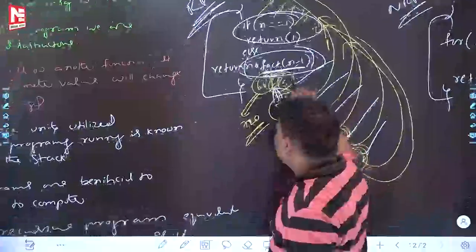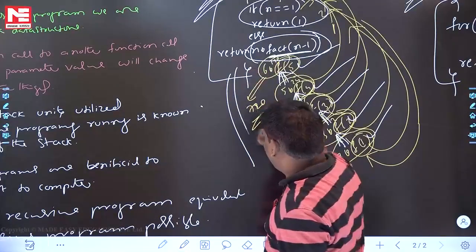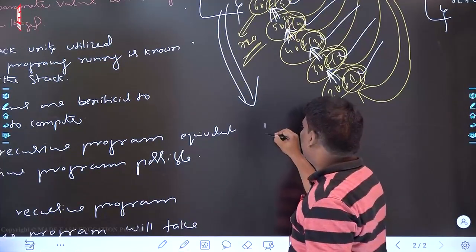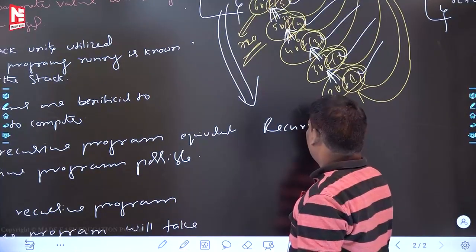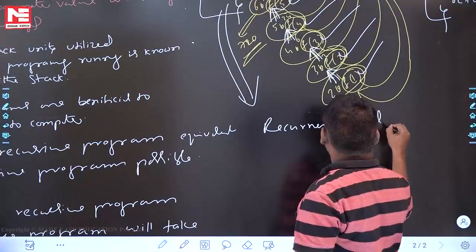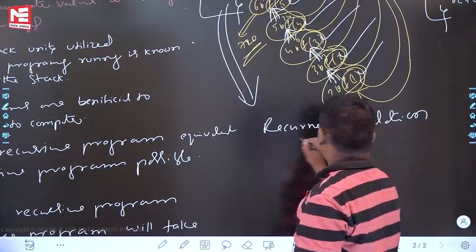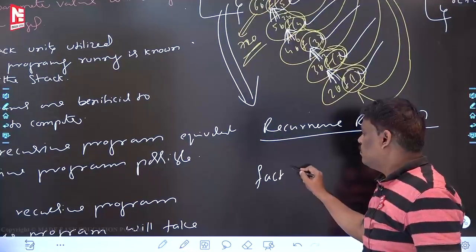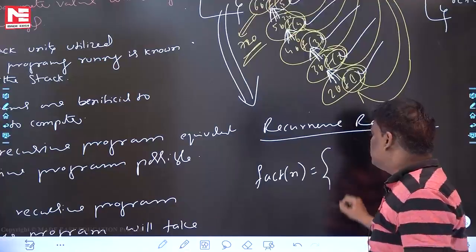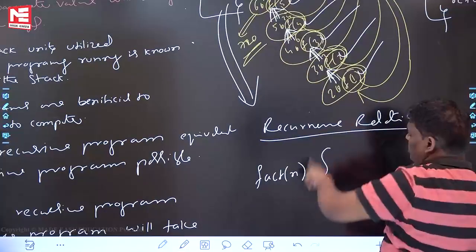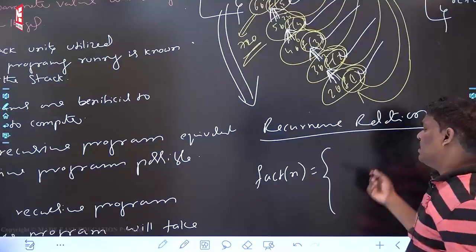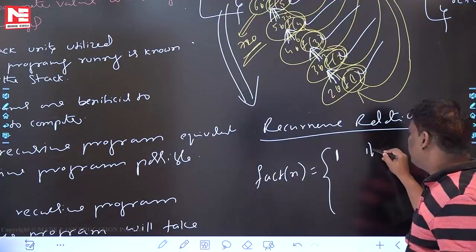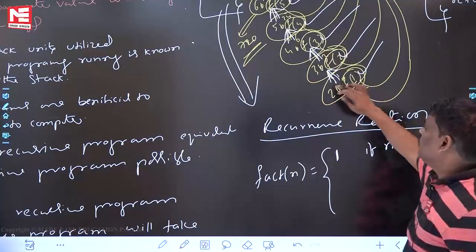Yes. Now see, if it is a recursive program, the same thing you write in the form of a mathematical relation is called a recurrence relation. Let me write it now. Recurrence relation. See this one: fact of n is equal to... I am writing the same thing in the form of a mathematical relation, that is called a recurrence relation. Fact of n is 1 if n is equal to 1.